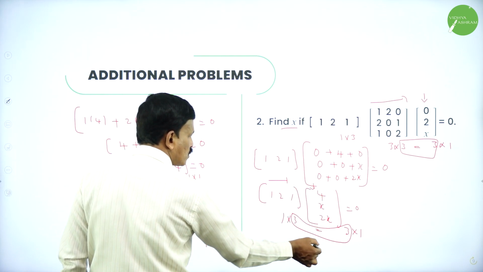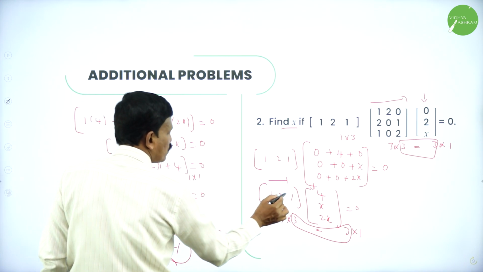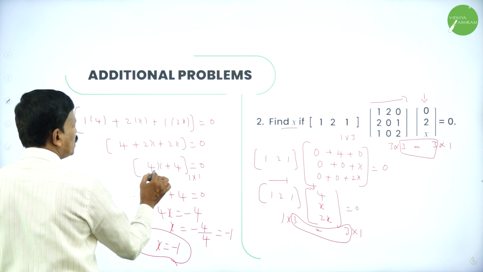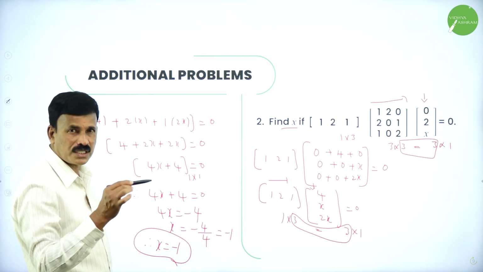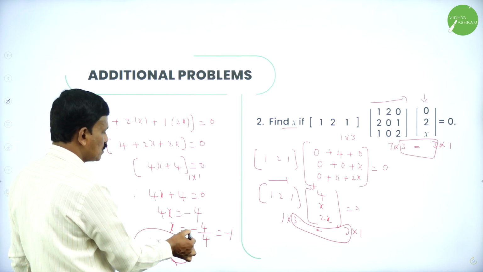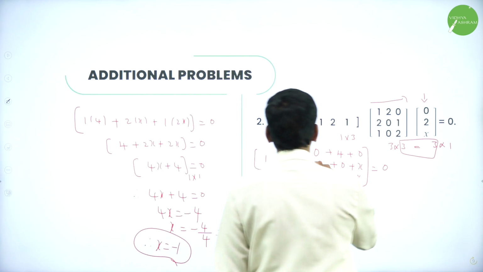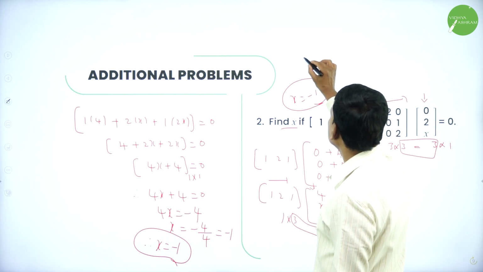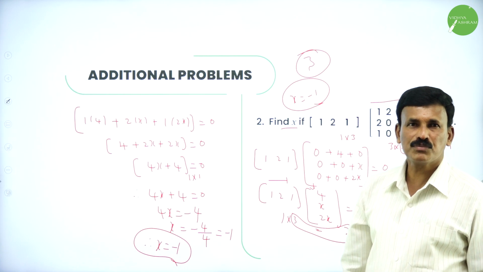So first row first column, multiply this. 1 into 4 is 4, plus 2 into x is 2x, plus 1 into 2x is 2x. 4 plus 2x plus 2x, 4 plus 4x. This is a matrix of order 1 row 1 column, 4x plus 4 is one element. Now equate this to 0. 4x plus 4 is equal to 0, 4x is equal to minus 4, x is equal to minus 4 by 4 is minus 1. Therefore, the value of x is equal to minus 1. So if you solve this much, you easily get 3 marks in the examination. This is a very important problem.